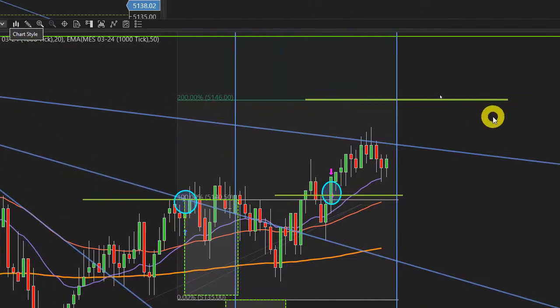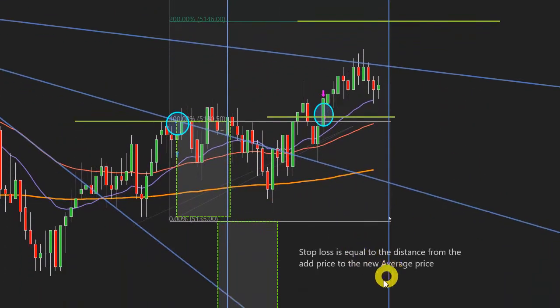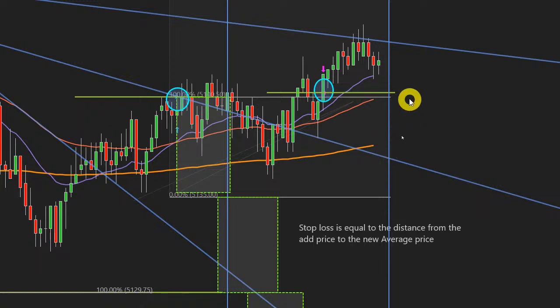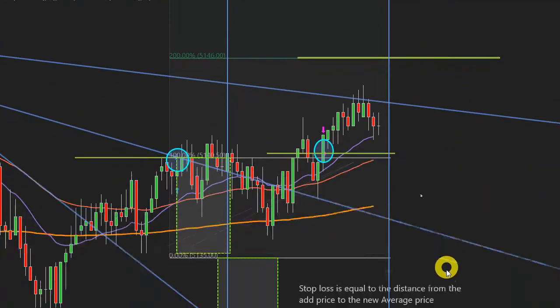I wouldn't be surprised if it goes all the way up to the target and hits it. We're almost at the end of the silver bullet session. That's what these blue lines are. We're towards the end of that, and I'm not going to live stream beyond that.